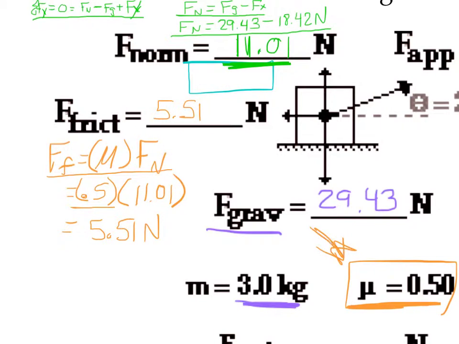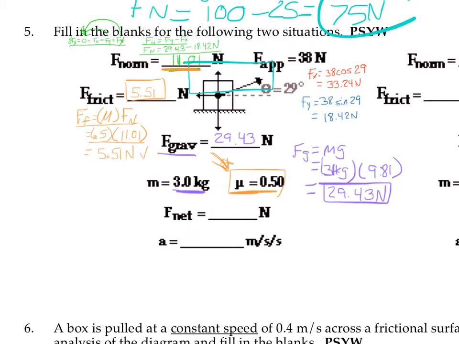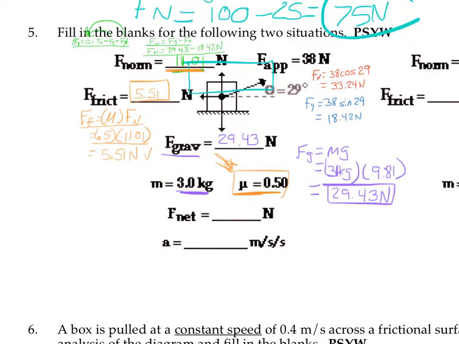It's supposed to be an arrow. And we multiply by the normal force that we calculated here, we find that our force of friction is 5.51 newtons. So then when we look at our problem, this is what we solved for so far. Now we can try to find out the net force.